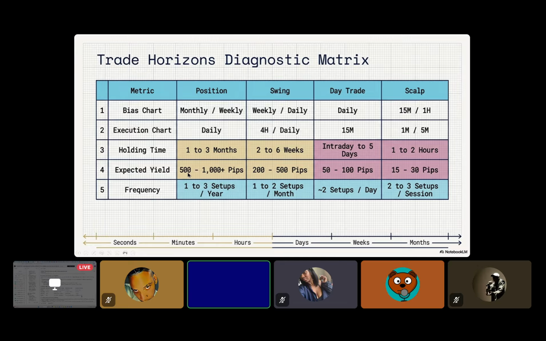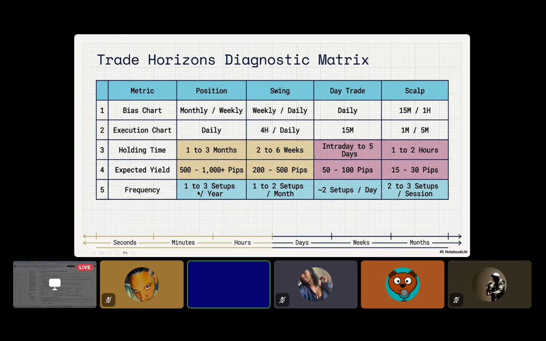Expected yield is you're looking anywhere from 5 to 1,000 pips. It just looks nice on paper to get that type of return. But if you did swing, that's 2 to 500 pips or whatever. If you did day trading, you're looking at 50 to 100 pips, and if you're scalping, you're looking at 15 to 30 pips. You can determine for yourself which one is more worth it and go from there. I like this range, so I stick in this range. And if I had to pick one, this would be the one I would pick.